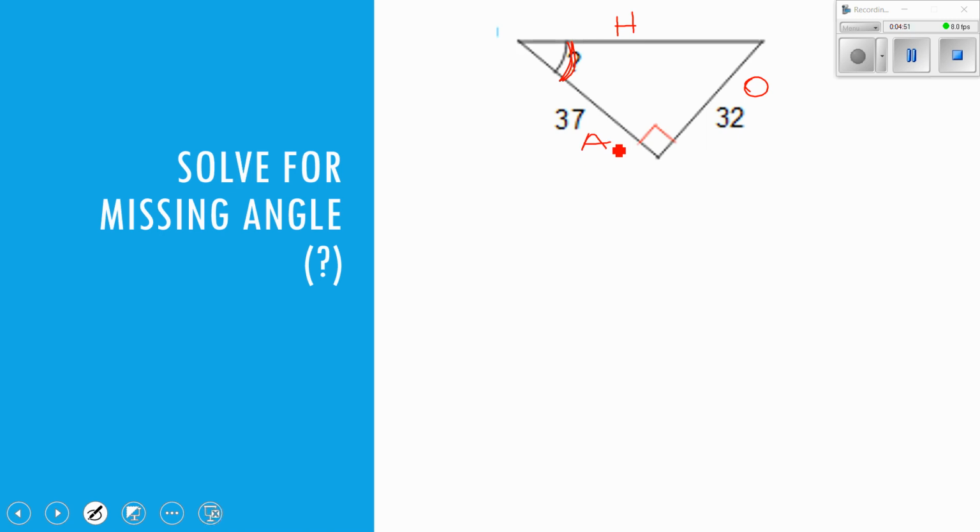I look at the sides that I have labeled, which are 32 and 37, or O and A. Based off SOHCAHTOA, I know that if I have O and A, it's tangent. So I'm going to say tangent of my angle, which is question mark, equals opposite over adjacent.